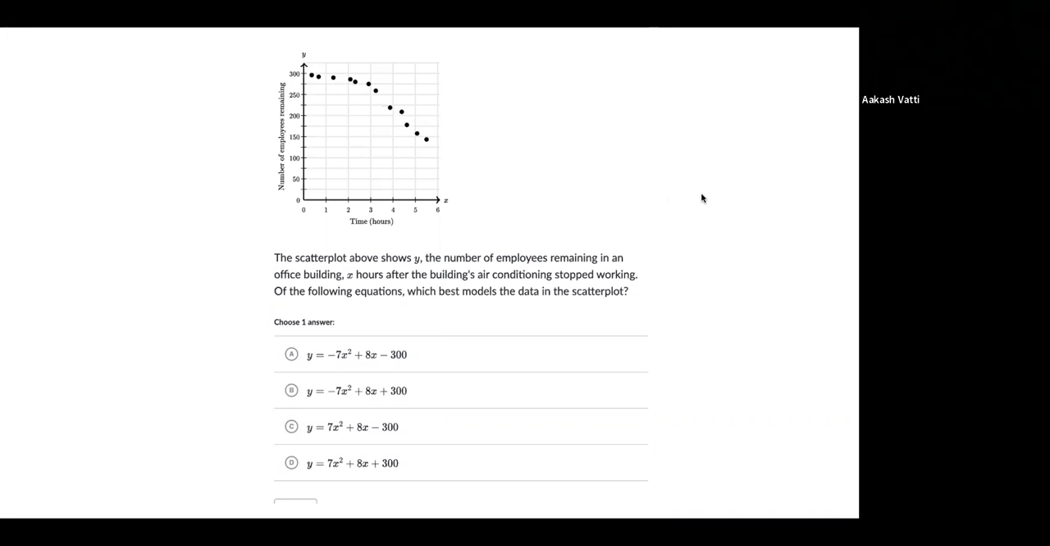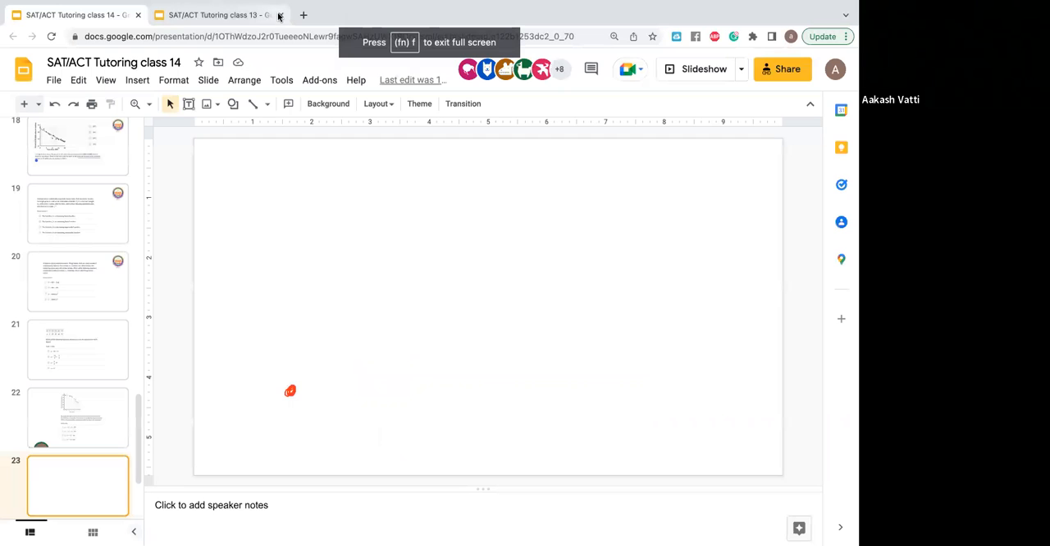All right, so for this problem, it looks like everyone has got it right. The answer is B. Okay, so the answer is B. Do you guys want me to explain why? It looks like everyone has got it right for this one. No explanation. All right.